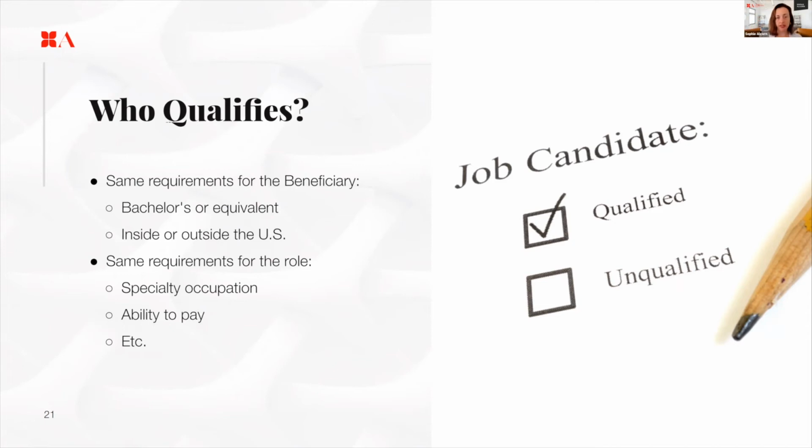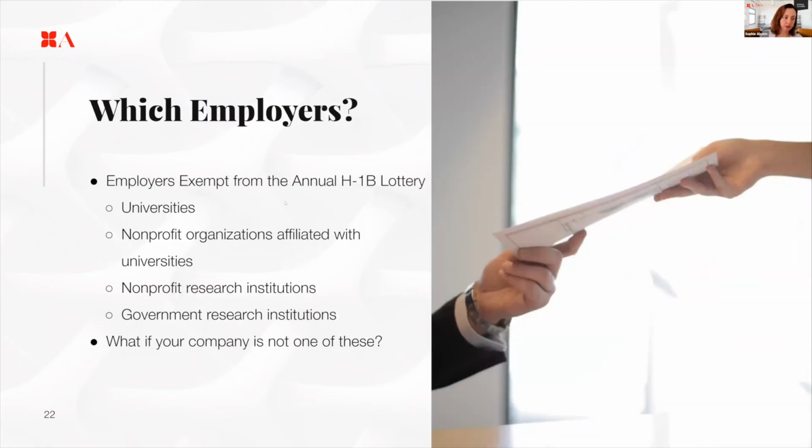There's a lot of things there, but this isn't going to be for administrative or unprofessional work. The company needs to have some cash to make payroll. It has to be a legitimate job. Typically a bachelor's or equivalent experience needs to be required by this role in the field. So those are all very, very standard requirements for H-1Bs that apply here as well.